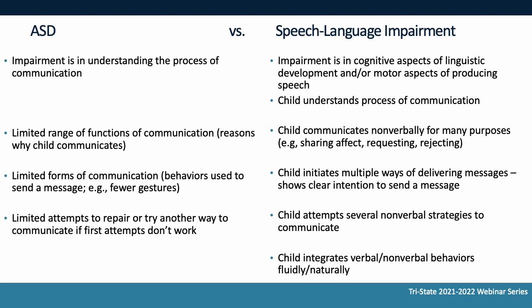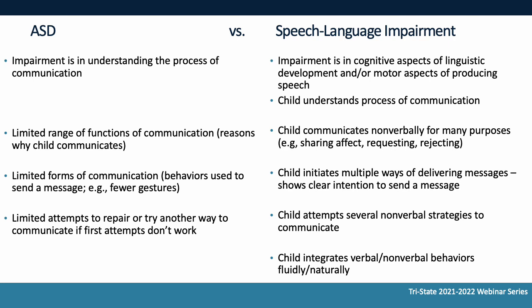But usually, for a child who has a developmental delay in language but doesn't have autism, the process of communication is clear. Many young children with autism will show a limited range of reasons why they communicate. We refer to these as functions. So they may just attempt to communicate to request or to reject, whereas a child with a speech language impairment is more likely to use nonverbal communication, gestures, eye gaze, vocalizations of all kinds, for many different purposes, to make connections with people, to request, to reject, to share affect, to share comments.